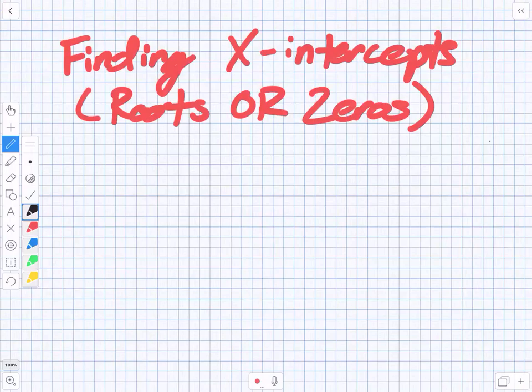Okay, we're going to work on finding x-intercepts, also known as roots or zeros. So I'm going to build two questions here. One is an equation, and it looks something like this.